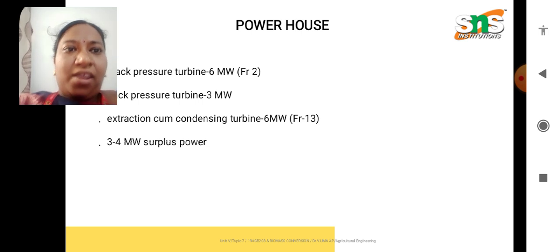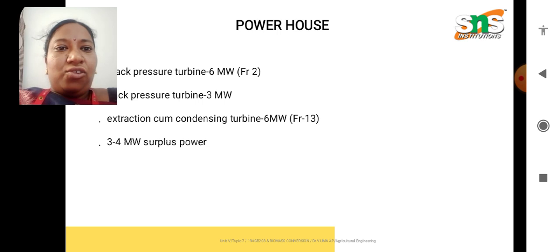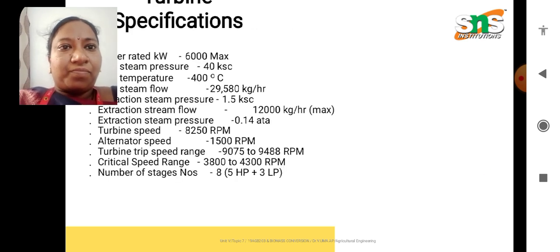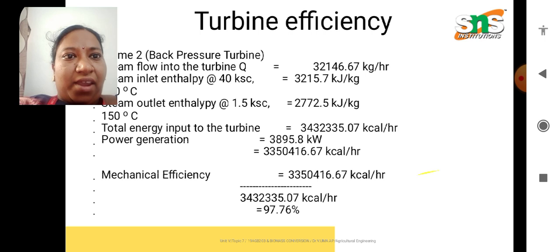Back pressure turbine capacity is 6 megawatt. Back pressure turbines of 3 megawatt are present. The extraction cum condensing turbine is 6 megawatt, and the surplus energy produced in the industry is 3 to 4 megawatt of surplus power. So this is the specification of the turbine. Turbine efficiency is around 97.76%.